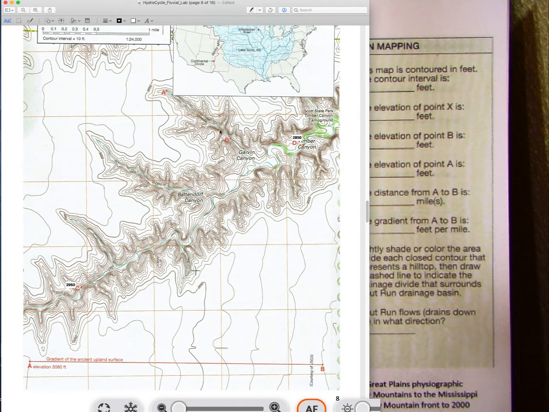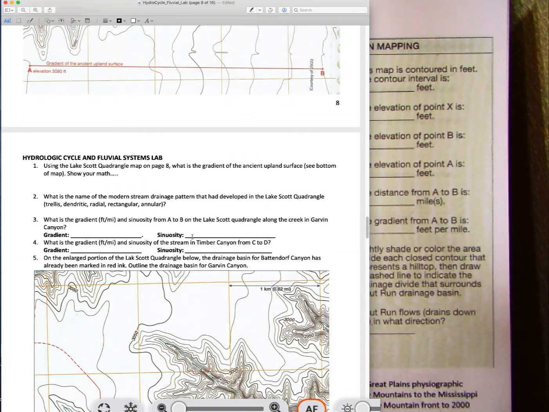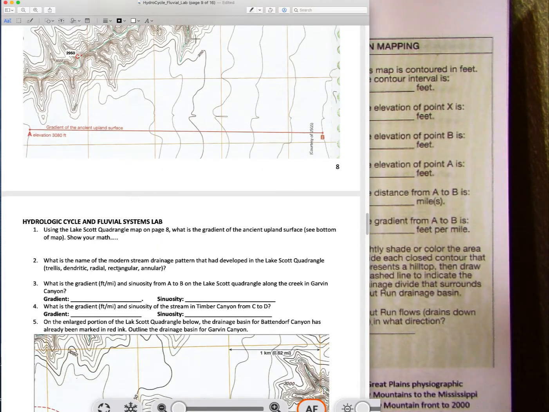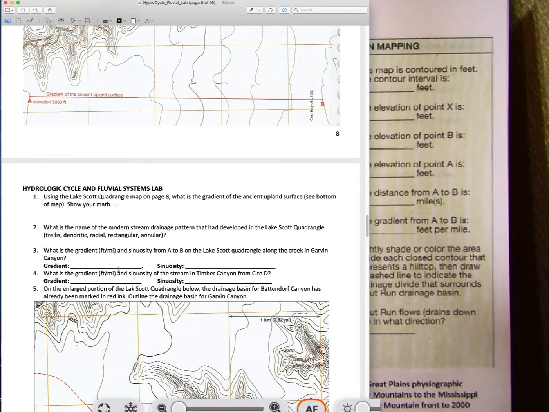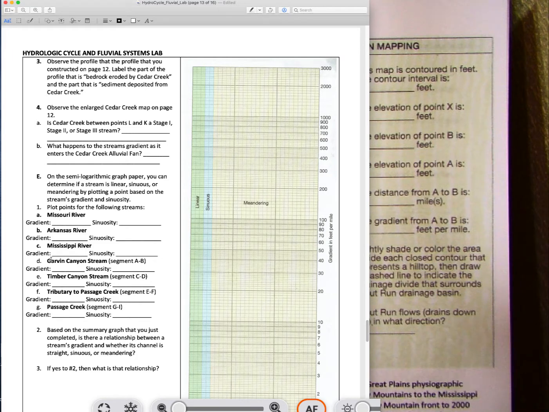That'd be the gradient. Now just take your string, right? In this case, your string's going to be pretty straight, and you can see it's going to be a little bit less than a mile there. So you can get the gradient for A and B. Make sure you record those numbers here for gradient. And then you'll do the sinuosity. Again, you'll take that curvy path like I showed you, and then the straight path. And then when you record those numbers on questions 3 and 4, make sure to come down over here to this page here, and you want to add those numbers here for Garvin Canyon and Timber Canyon, and also add the Missouri, Arkansas, Mississippi River data you took earlier, because we're going to plot this on this.